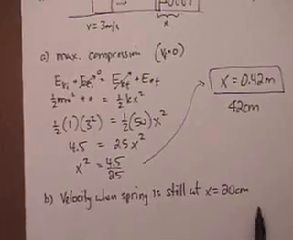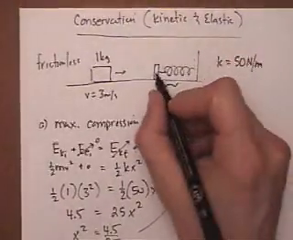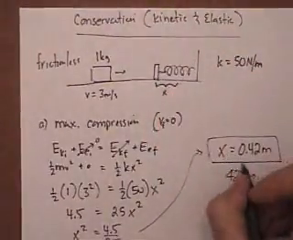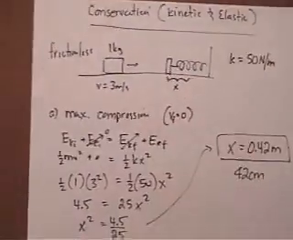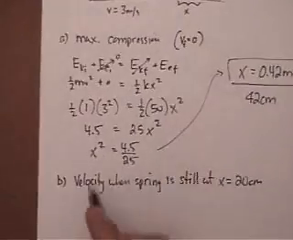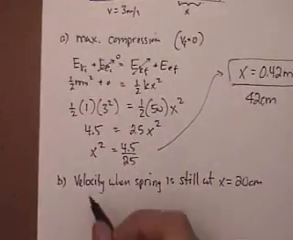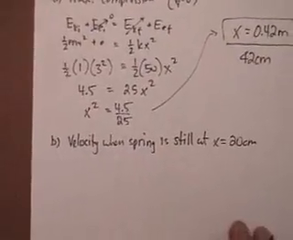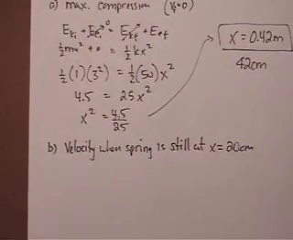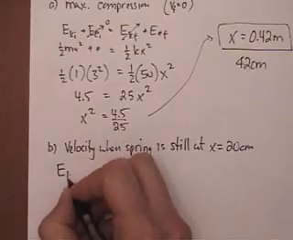So there's two possible answers here, because you can be compressed 20 on the way in, and then you compress all the way to 42, and then you're going to be coming back out and you're going to pass that 20 again. So we're going to get a velocity that could be plus or minus. So probably would have been better to have just asked for speed. But we'll do velocity. So again, I have to make my conservation.